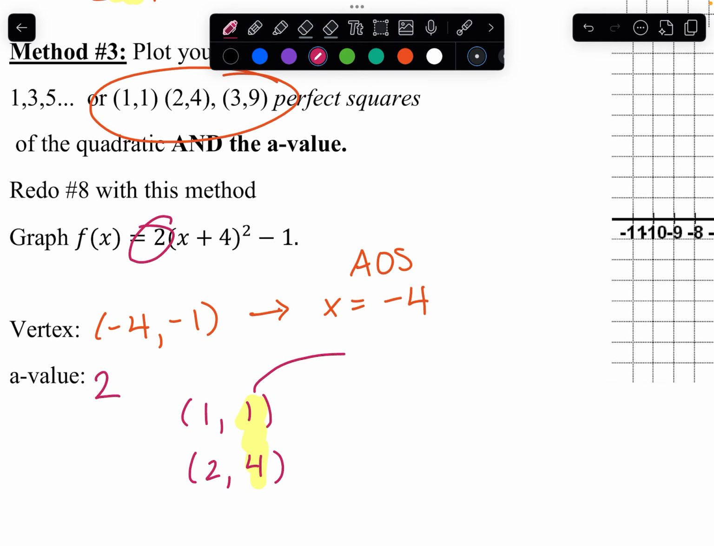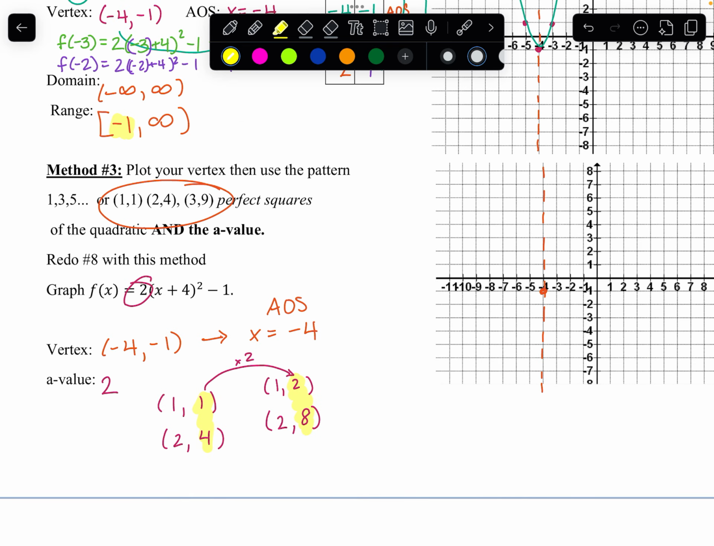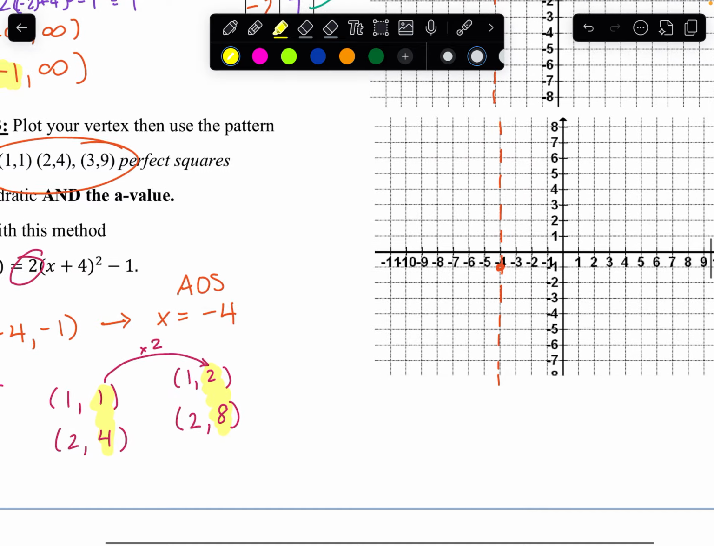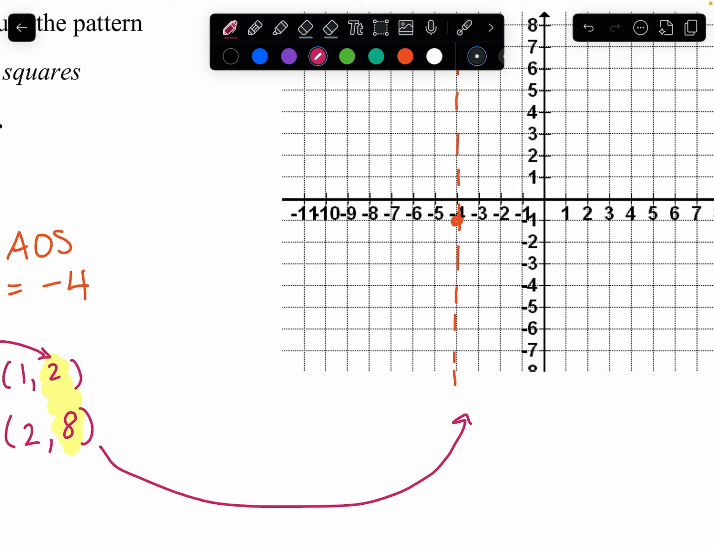So we get 1, 2, 2, 8. The reason that we're multiplying it by the y values is because that a value would be a vertical change affecting our y values. And so all you have to do is take these points and you graph them like that.